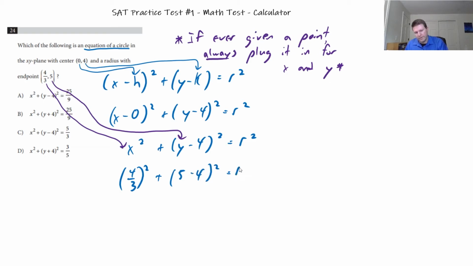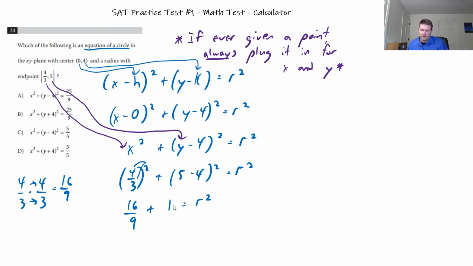You'll end up with this, and this is how you're going to solve for the radius. When you square a fraction, if you're forgetting how, just write it off to the side, because squaring just means multiplying it by itself. You multiply straight across, and you get 16 over 9. The easier way, in my opinion, is to square the top and the bottom. So 16 over 9 plus 5 minus 4 is 1, and then squared, 1 squared is 1. So you end up with this.